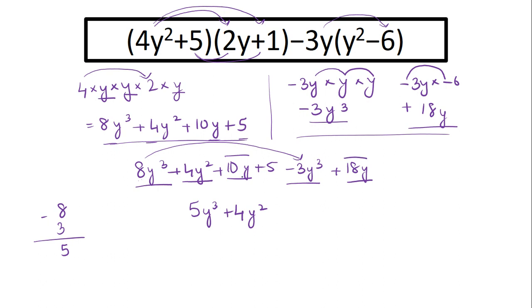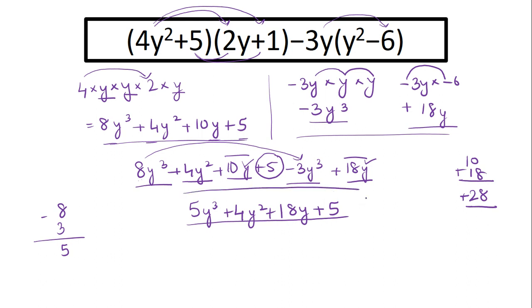And then I have a 10y and an 18y. So 10 and 18, because both of them have a y, they are like terms to each other. So I'm just going to do 10 plus 18, that is 8 plus 0, 8, 1 plus 1, 2. So my answer is 28. And because both are positive, my answer is also positive. So 5y cubed plus 4y squared plus 28y, and then what else is remaining? Just plus 5 is remaining, and there's no like term to a positive 5, which means that I can just simply write it down like that. Plus 5, and that's it. So 5y cubed plus 4y squared plus 28y plus 5 is my final equation.